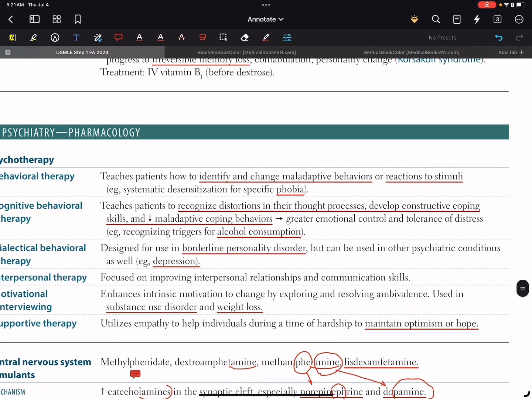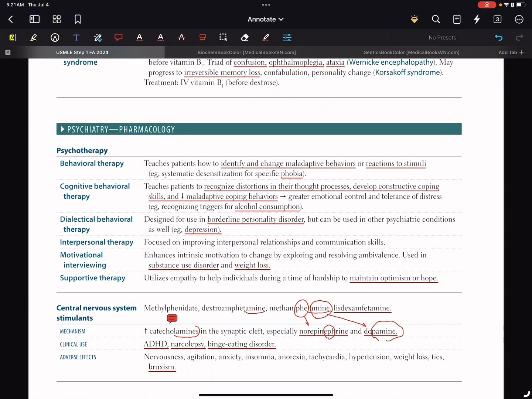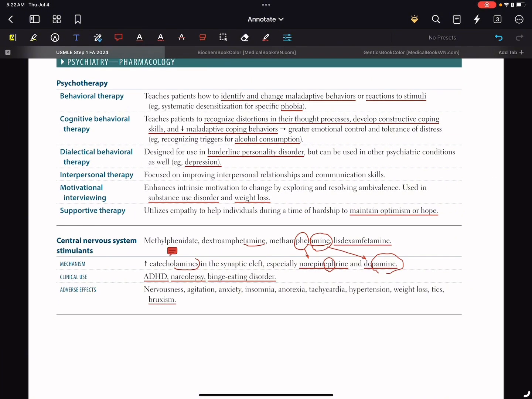Then we go through cognitive behavioral therapy, which teaches patient to recognize distortion in the thought process, develop constructive coping skills, and decrease maladaptive coping behavior, creates emotional control and tolerance of distress. For example, recognizing triggers for alcohol consumption. Instead of dealing with the triggers in the wrong way of consuming alcohol, they will have more emotional control and tolerance of the distress and develop constructive coping skills to deal with it. Dialectical behavioral therapy, designed for use in borderline personality disorder, but can be used in other psychiatric conditions as well as depression.